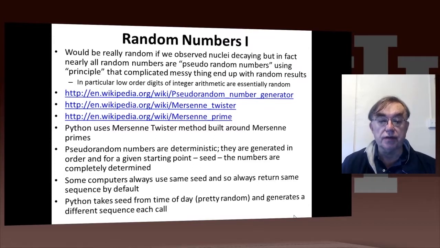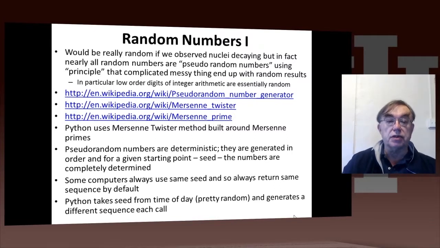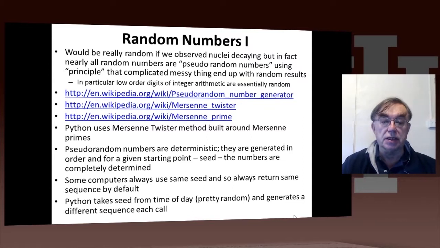The interesting feature of pseudo-random numbers is they're totally deterministic given their starting point. Namely, they're generated in order. Given one pseudo-random number, you generate a new pseudo-random number determined by that original one, or possibly, in a more complicated version, by multiple original ones. And for those starting points, the numbers are completely determined. Some computer systems, not really computers, I mean runtimes, actually always use the same seed. So when you call them, you always get the same sequence by default.